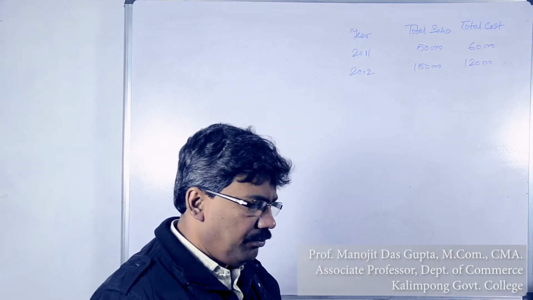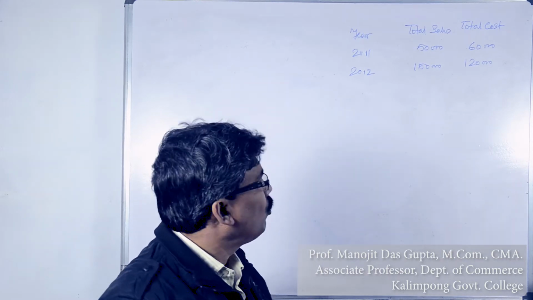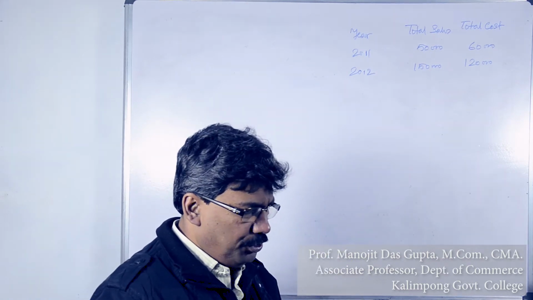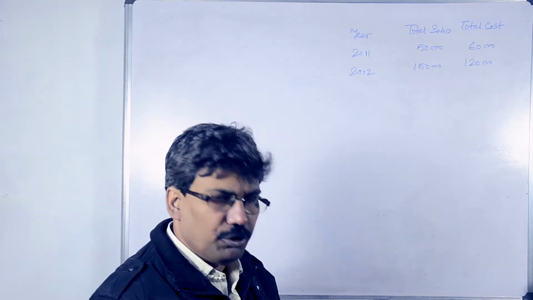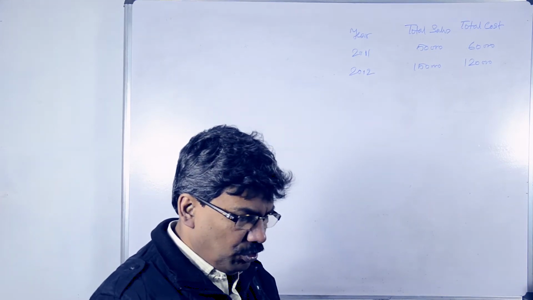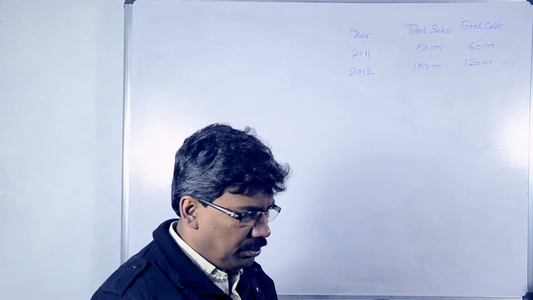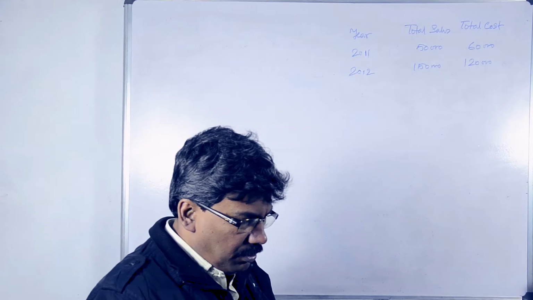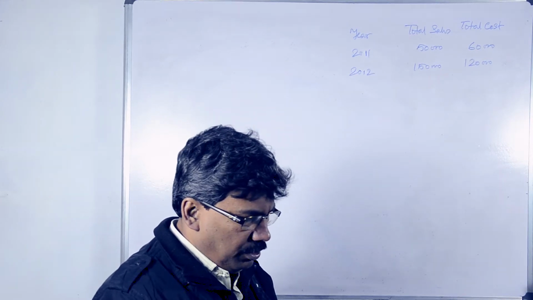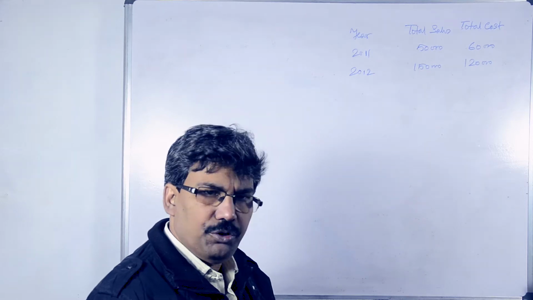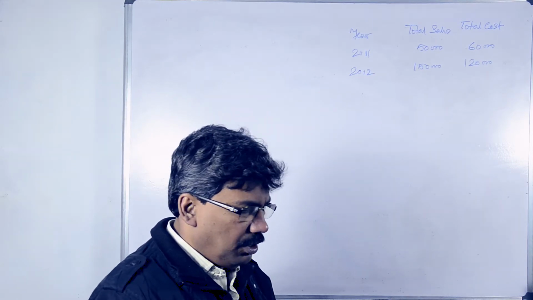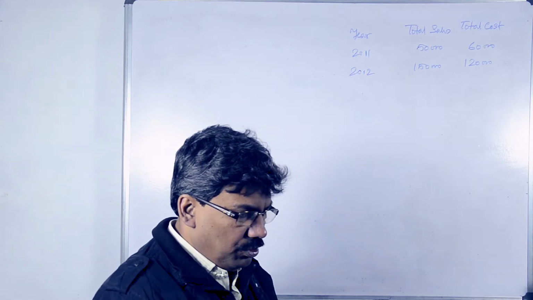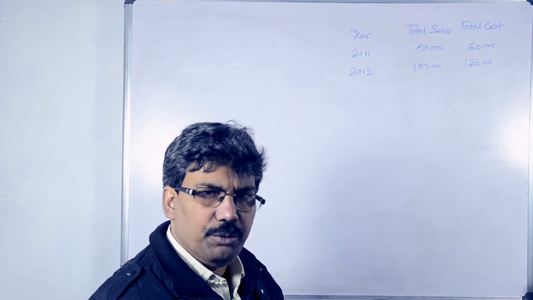in the years 2011 and 2012, total sales and total costs are given this way. From this, we have to calculate PV ratio, break-even point, sales to earn a profit of rupees 50,000, margin of safety when sales are rupees 1,40,000, margin of safety when profit is rupees 60,000. Then sales to earn a profit of 20% on sales, and the last one is break-even point if variable cost is increased by 20%.